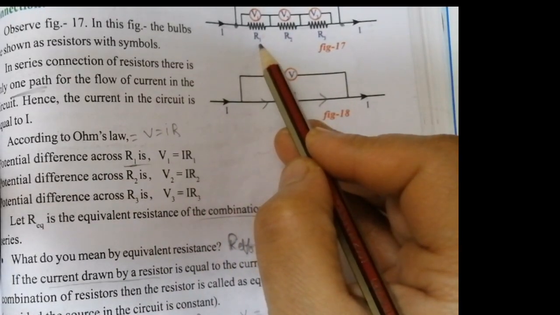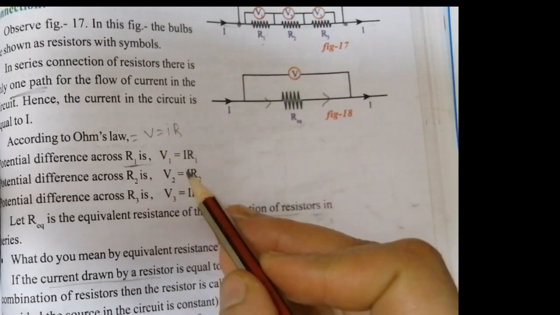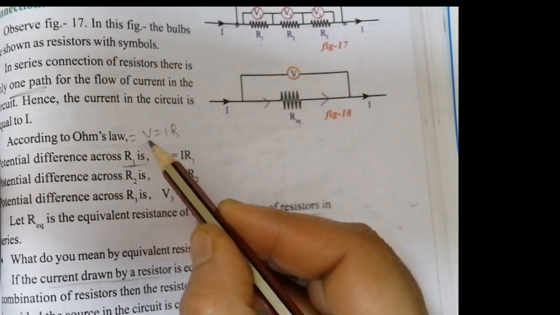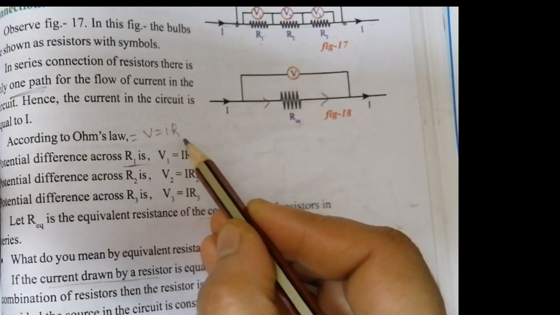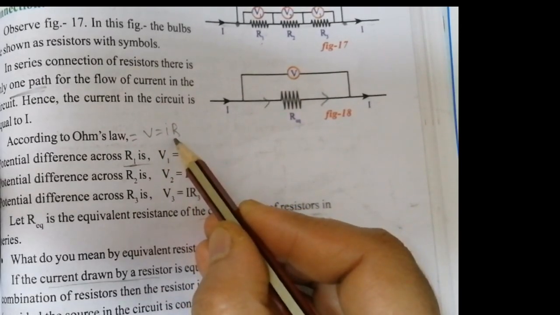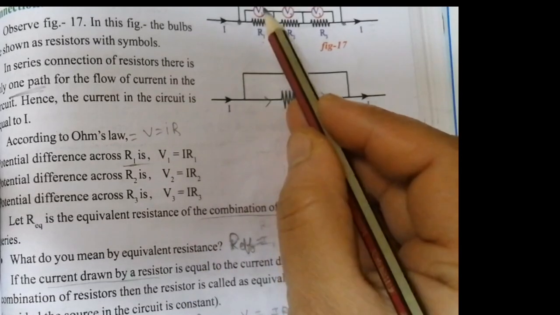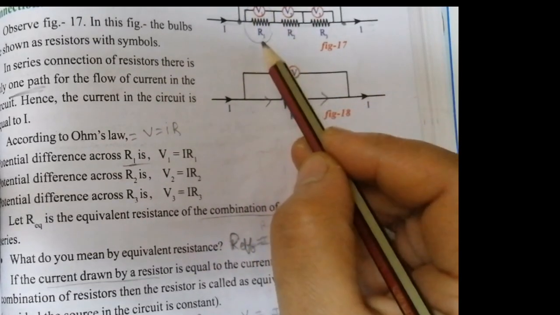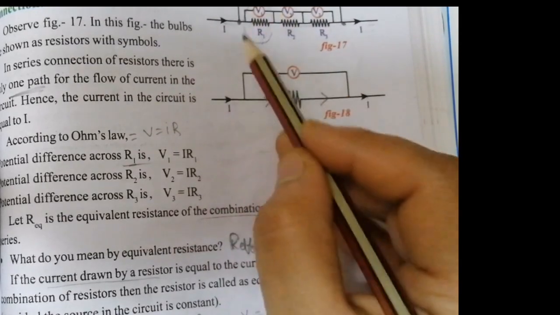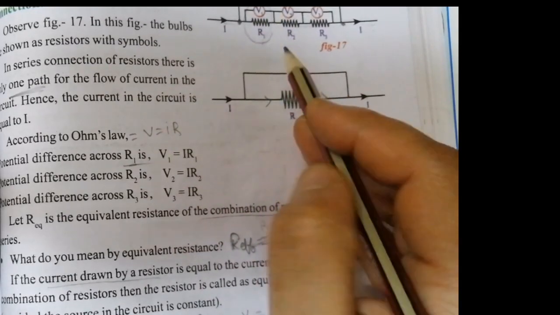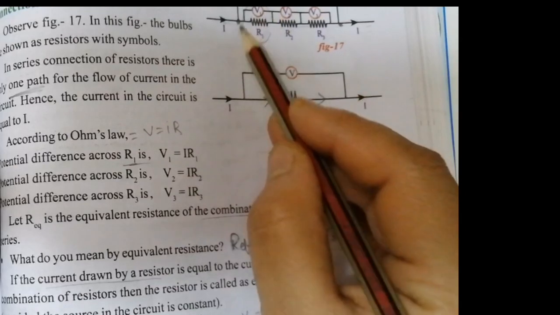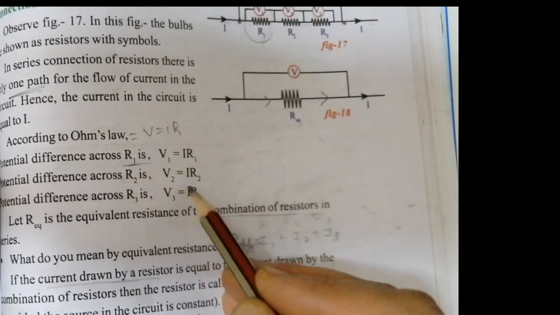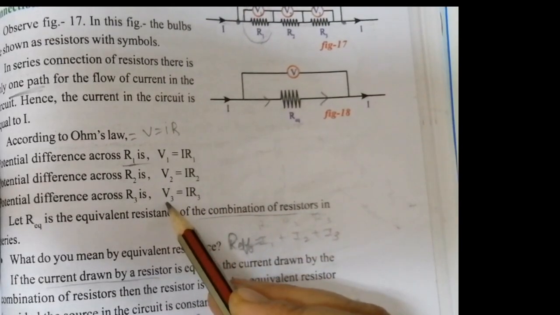What is the potential difference across R1? How can we write it? V1. Ohm's law: V is equal to IR is the potential difference. Suppose I want to know the potential difference across resistor 1. So we can write V1 is equal to IR1, and in the same way V2 and V3.